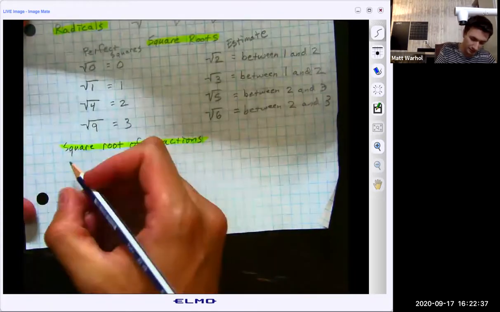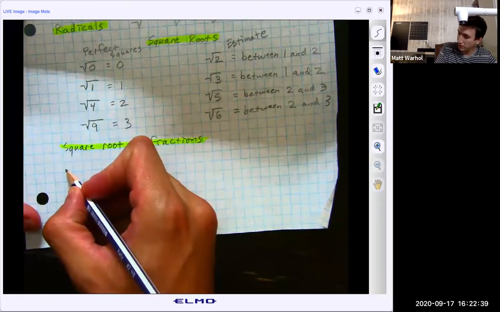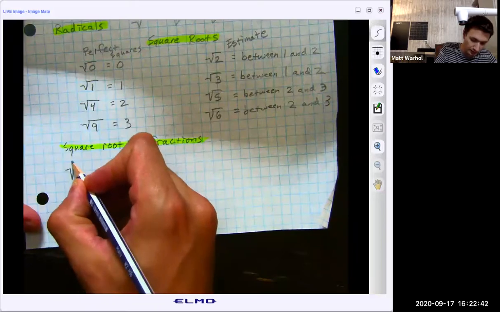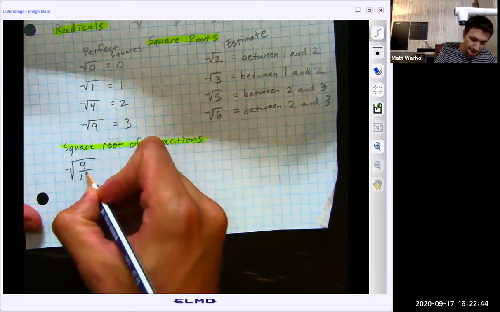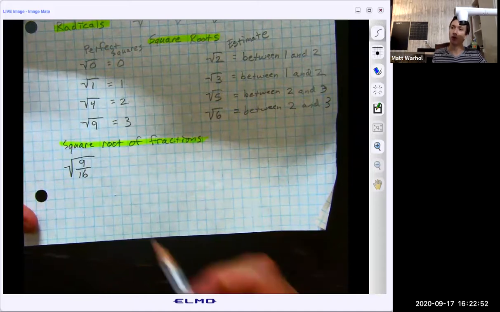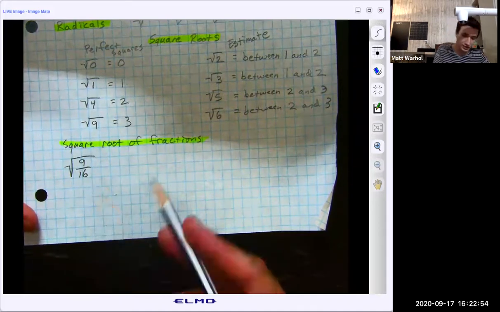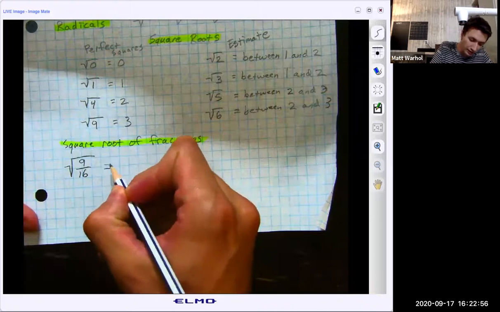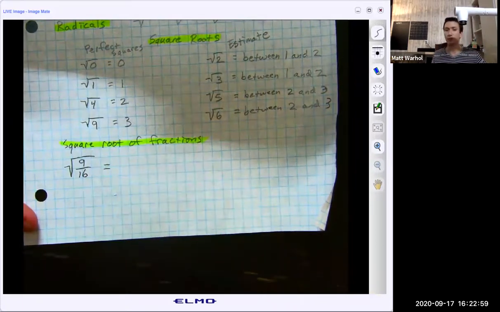Let's say we want to take the square root of 9/16. You could use a calculator, or there's this really neat pattern that shows up with square roots. When you're taking the square root of a fraction, there's an equivalent operation you can do that's going to give you the same answer.